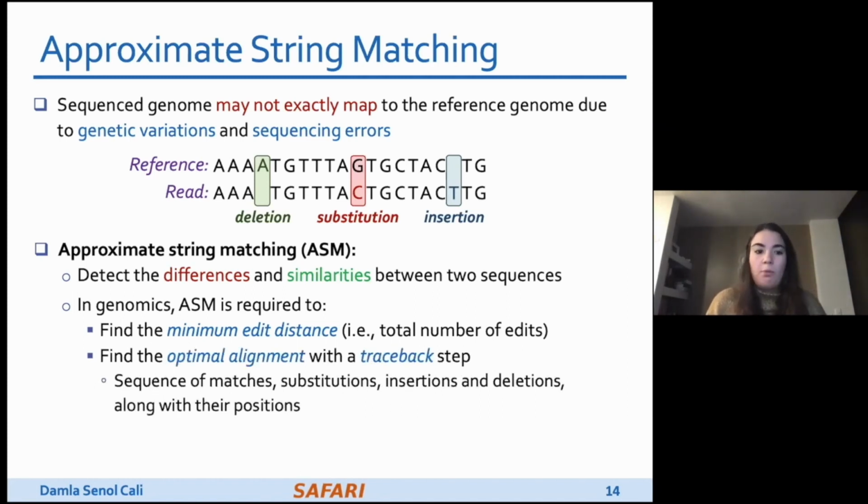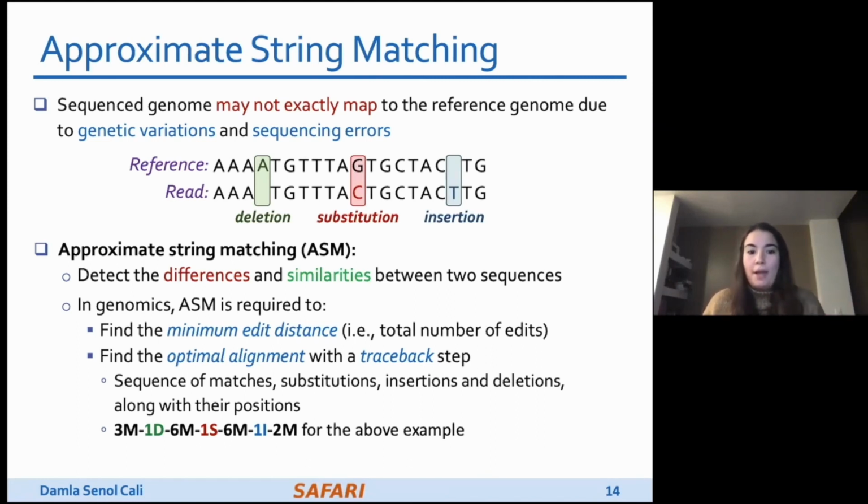In this traceback step, what we do is we find the sequence of matches, substitutions, insertions, and deletions along with their positions. For example, when we look at this example here, we see that we have 3 matches followed by a deletion, and then 6 more matches and a substitution, and 6 more matches and an insertion and 2 matches. So this is the traceback output we want to come up with. But approximate string matching algorithms need to perform this additional traceback step in order to find that, because as the first step, they only find the edit distance, or in some other scenarios, the score of the alignment.